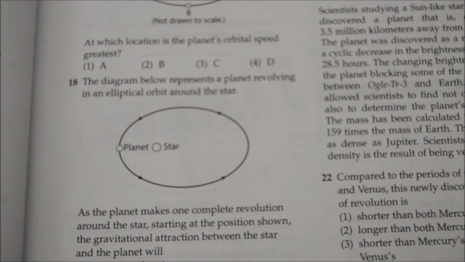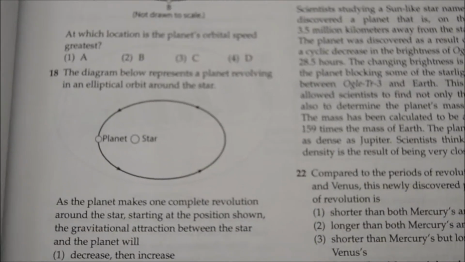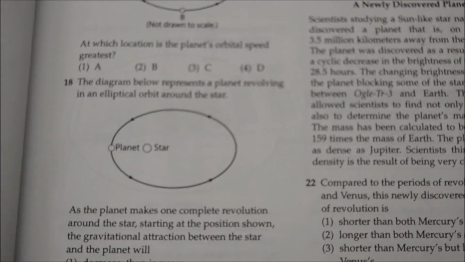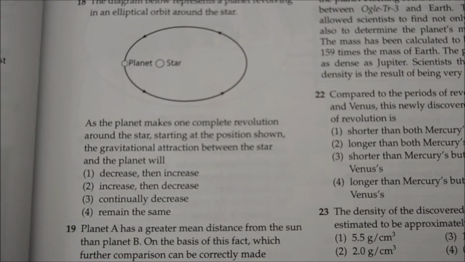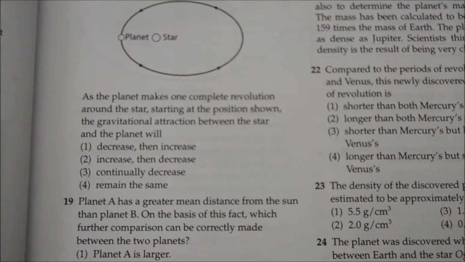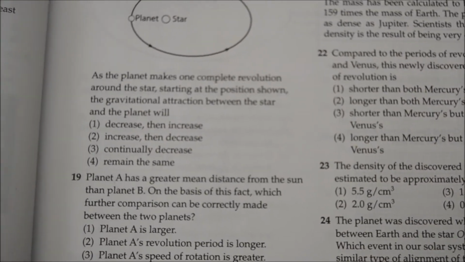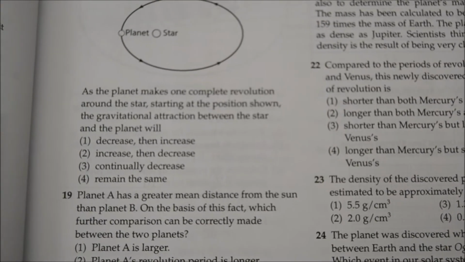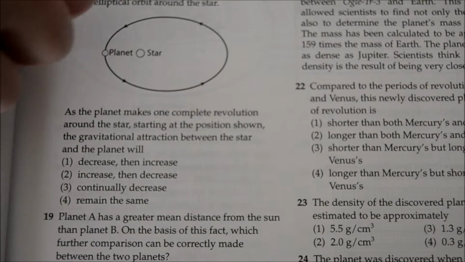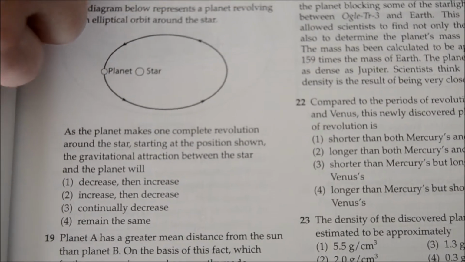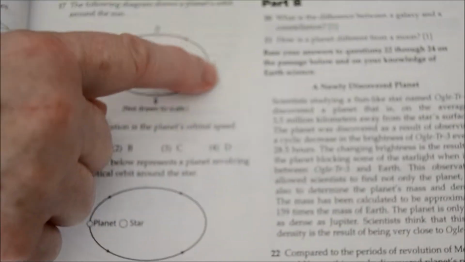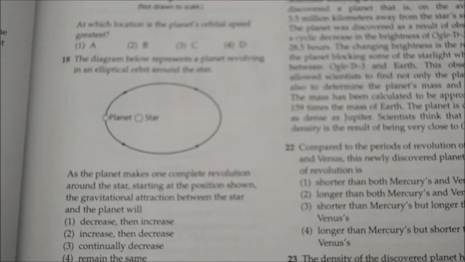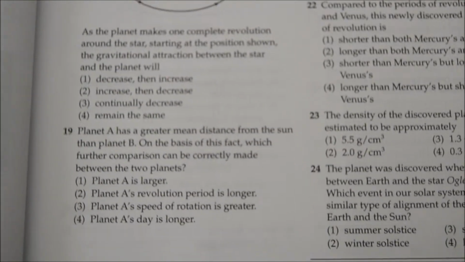The diagram below represents a planet revolving in an elliptical orbit around the star. As the planet makes 1 complete revolution around the star, starting at the position shown, the gravitational attraction between the sun and the planet will decrease, like we talked about, and then it's going to increase again. So it's going to decrease from A to C, and then increase from C to A. So choice 1.